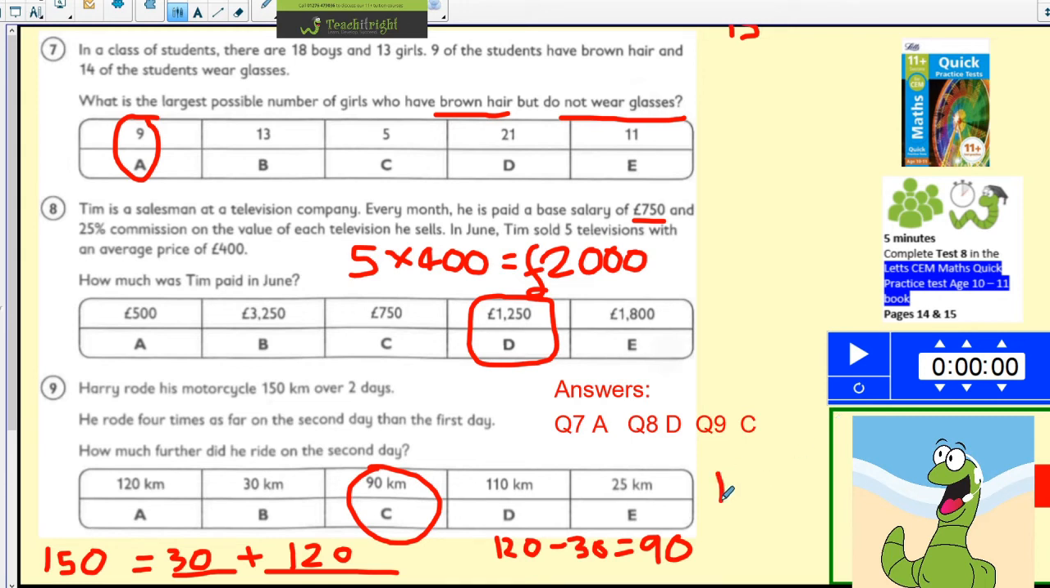Another way you could have done it, I suppose, is to do 150 divided into 5 pieces, which would have given you 30. Why 5? Well, because he's doing 1 lot on the first day and then 4 lots of it on the second day, which is a total of 5 lots. But with that one, I think it's very trial and errorable, as you just saw.